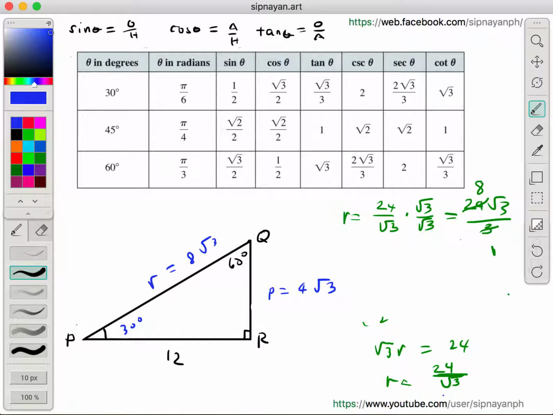Siguro one more example bago tayo proceed sa paggamit ng calculator.